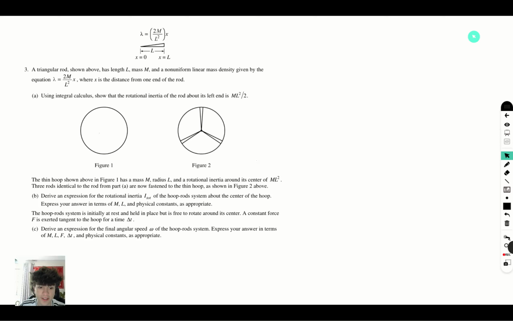Today we're taking a look at this practice problem from a former AP test in order to hone our AP Physics C skills and abilities. So let's just get straight into it.